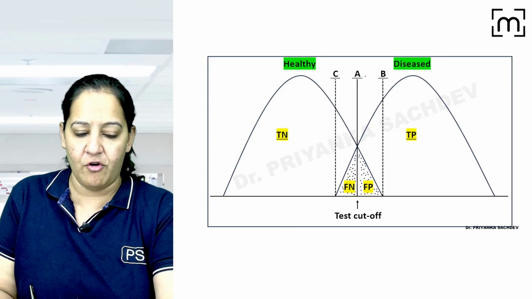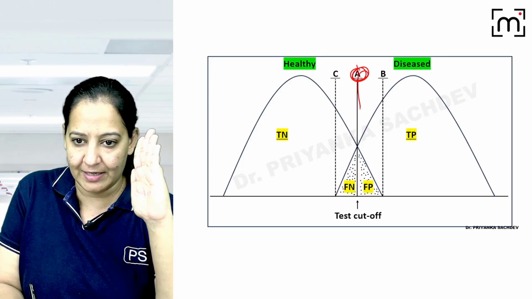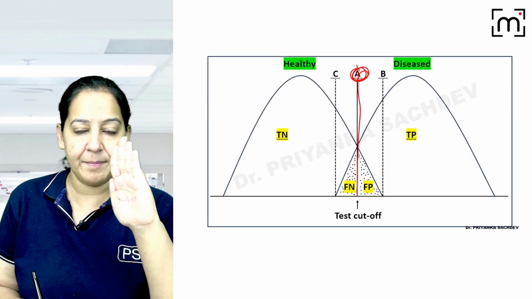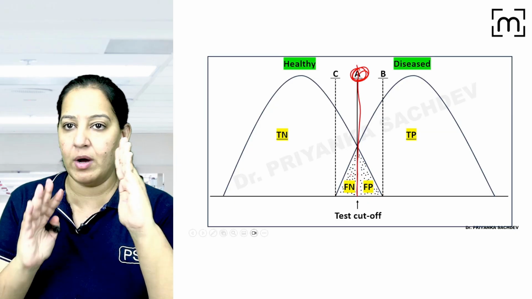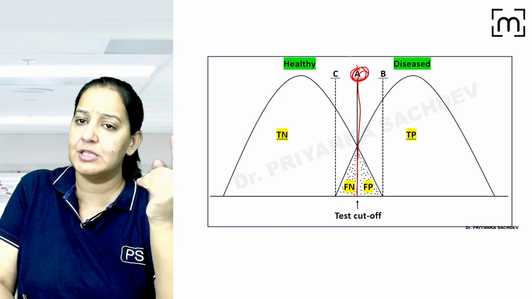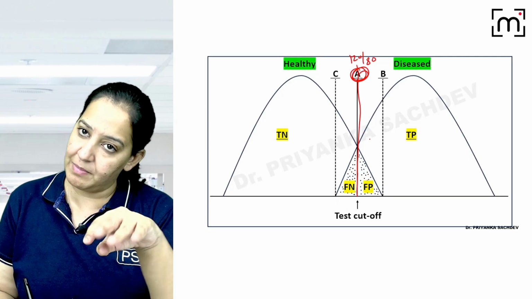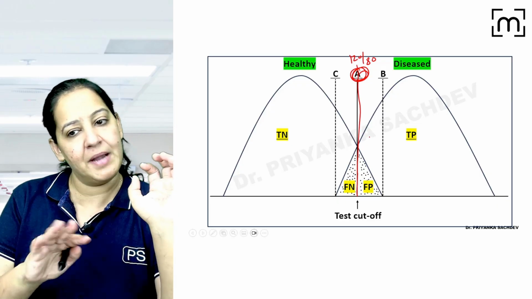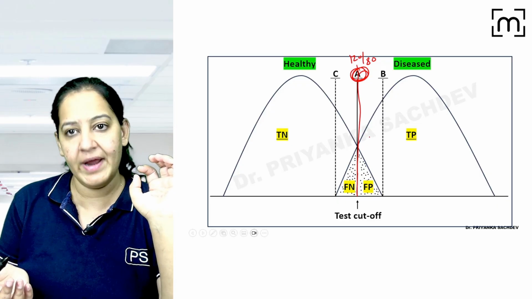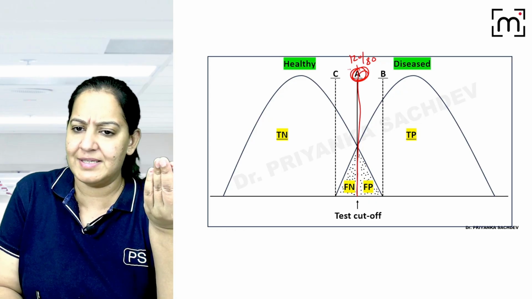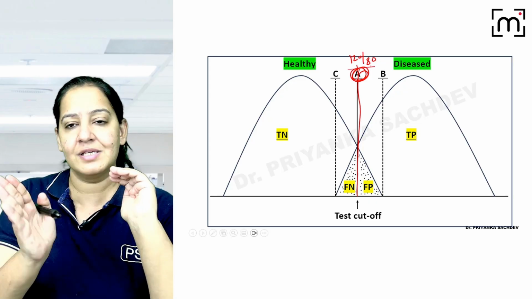Can you see? This is the cutoff of my disease. A is the cutoff. The ones below this cutoff are healthy. The ones above this cutoff are diseased. Just suppose it is for blood pressure and I say the cutoff is 120/80. So the one with blood pressure less than 120/80 is normal, and more than 120/80 is abnormal, right? Whatever the cutoff is, it's not necessarily blood pressure. So this is my cutoff.